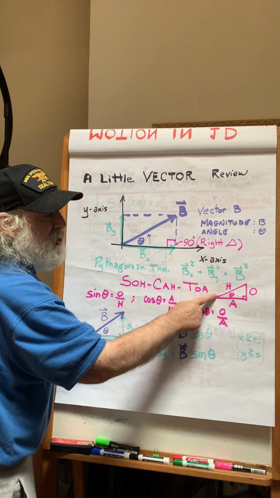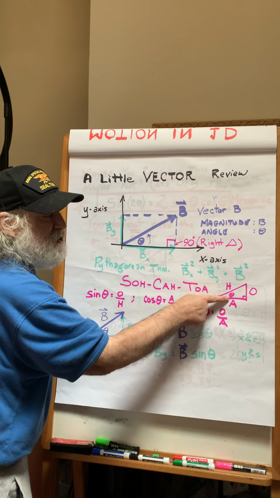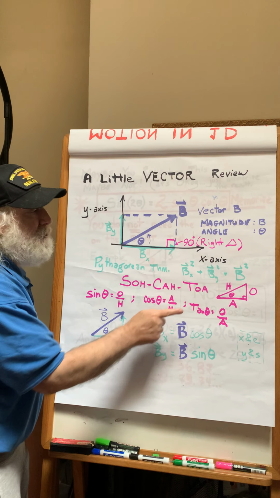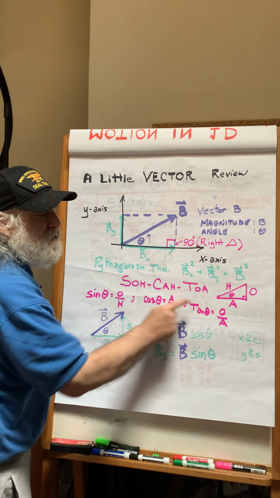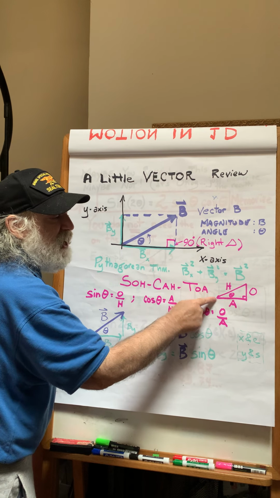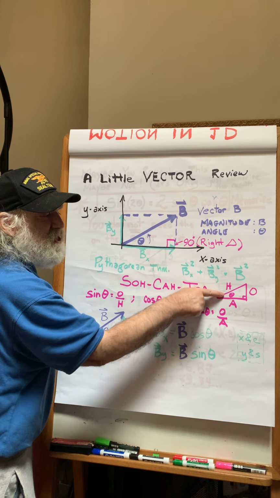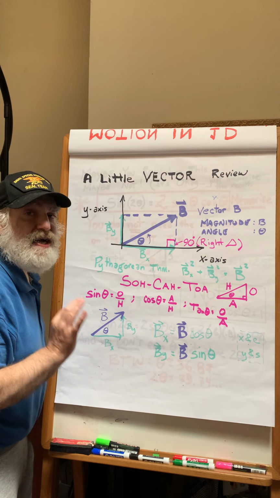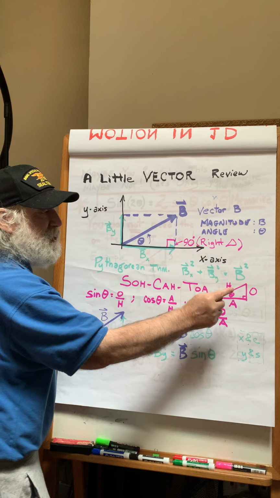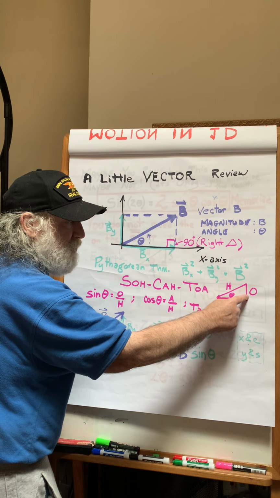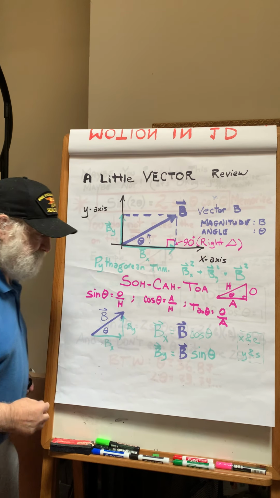You might say to me, well, wait a minute, isn't this adjacent to theta? Yes, it is, but it is also a special side. It's the hypotenuse. So we call this one the adjacent side, and while the hypotenuse is adjacent to theta, it has a special name, the hypotenuse. And the Pythagorean theorem says a squared plus o squared is h squared.